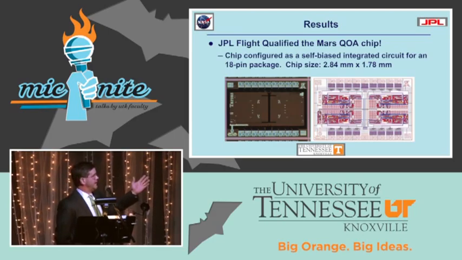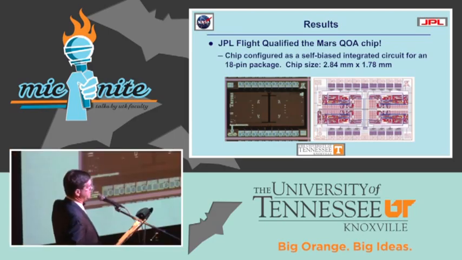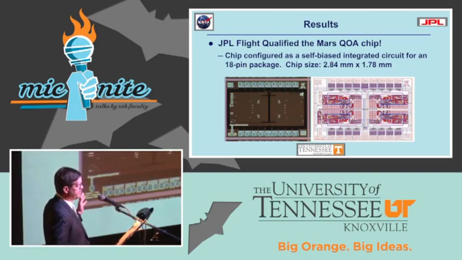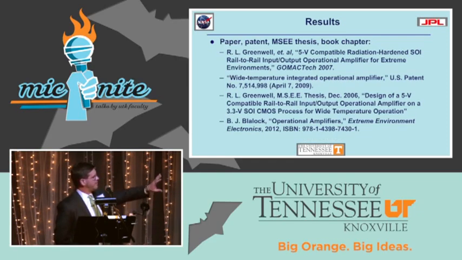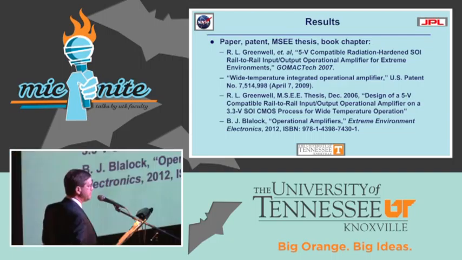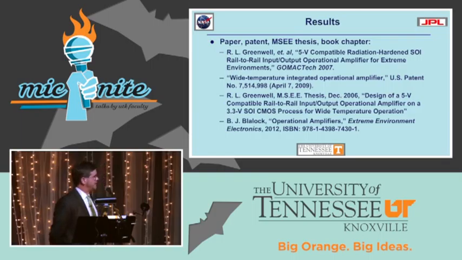A key result: the Jet Propulsion Laboratory successfully flight qualified the chip. That's a very exhaustive process. So this is the part where you say, bazinga. Thank you. And the chip is just under 3 millimeters by less than 2 millimeters. The artwork is there on the side, on the right. One of the students, Robert Greenwell, ended up getting his master's thesis out of this, also some papers, a book chapter, but only one patent because it's not a refereed publication, it would not help me get tenure, so I only did one patent.